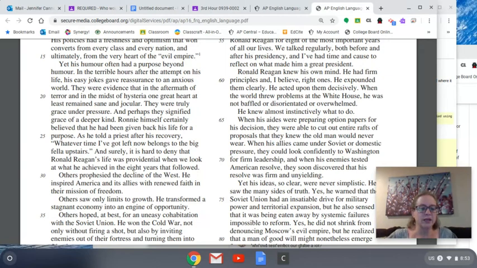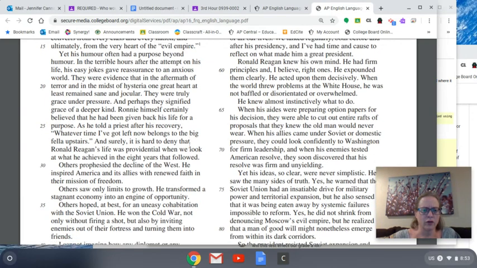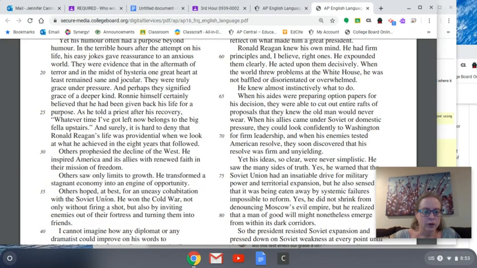Others saw only limits to growth. He transformed a stagnant economy into an engine of opportunity. Oh, danger, Will Robinson. We are almost halfway through this. Now, that is a beautiful phrase. Others saw, I'm sorry. Oop, I just lost it. Of course, I just lost it. Where is it?